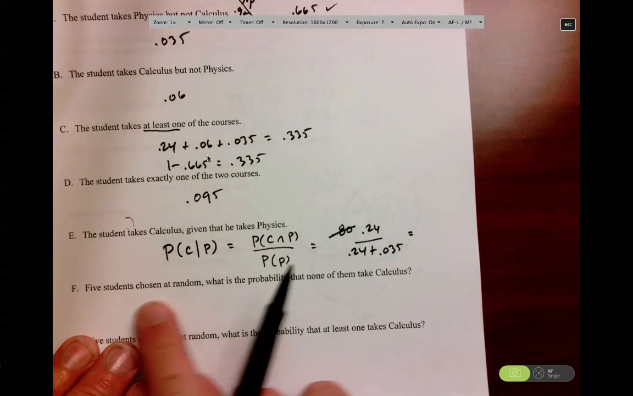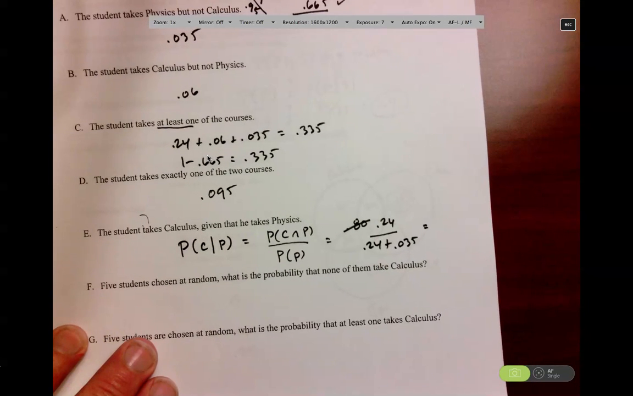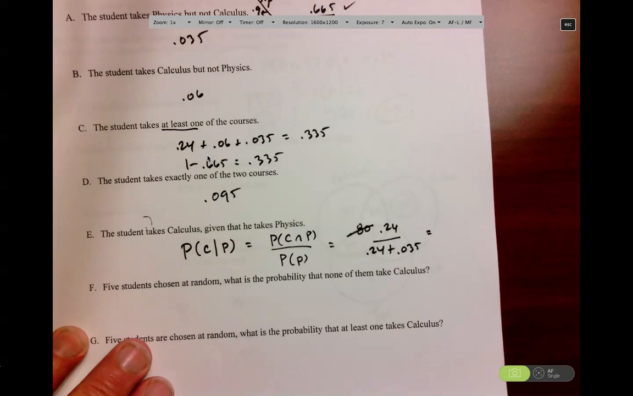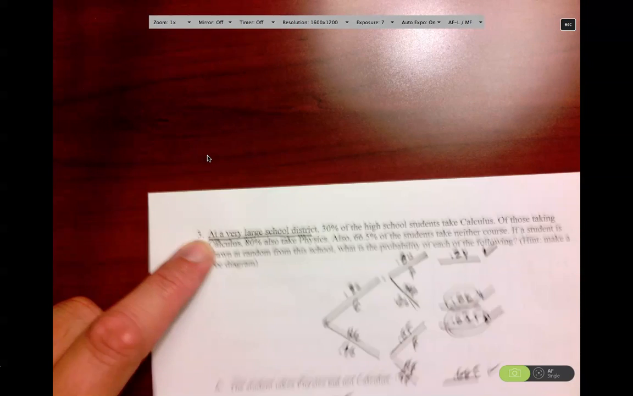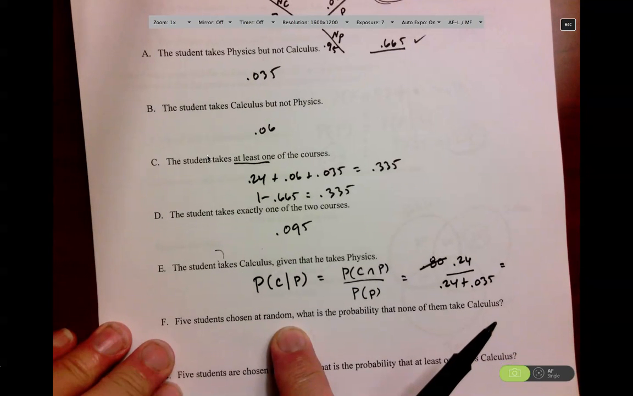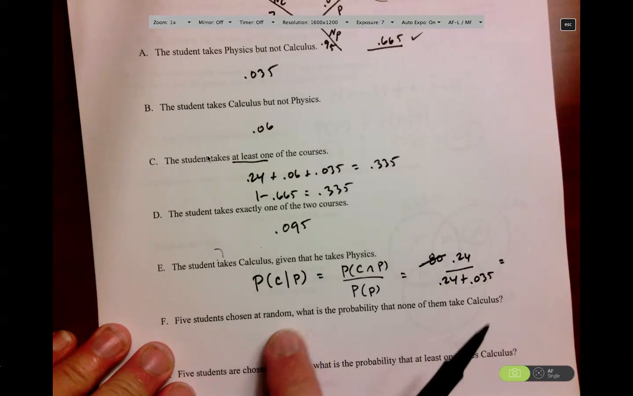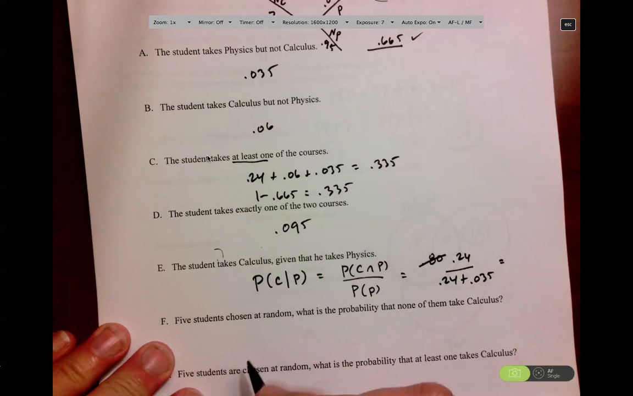Okay, 5 students are chosen at random. What's the probability that none of them take calculus? Now we're going to have to make an assumption here that this is a really, really large school district, and we're selecting 5 of them. 5 students is going to be less than 5% of that population. So we're going to assume that the probability of a student taking calculus stays constant.